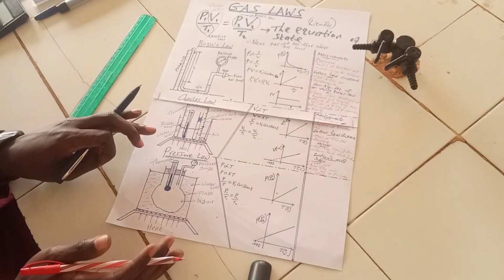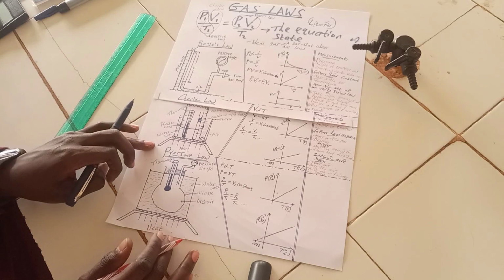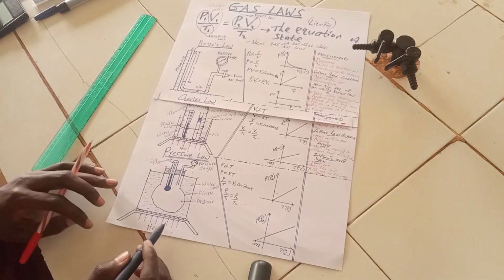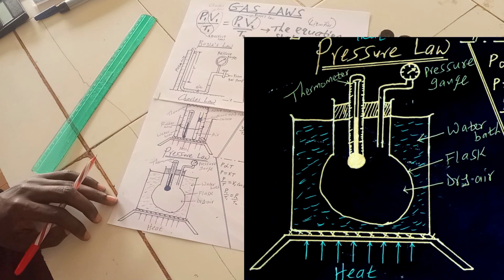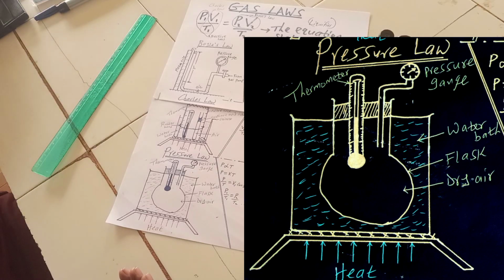So lastly, we can look at now the pressure law. So we have the setup here for pressure law. You can see we have some pressure gauge, we have a thermometer, we have some source of heat, water bath. You have the clear setup as you can see from here.